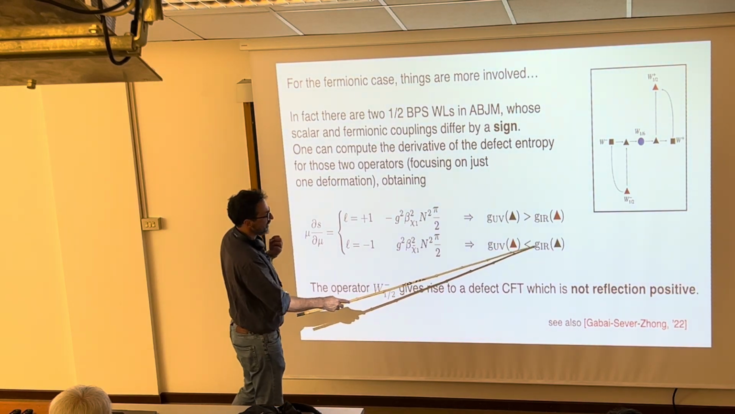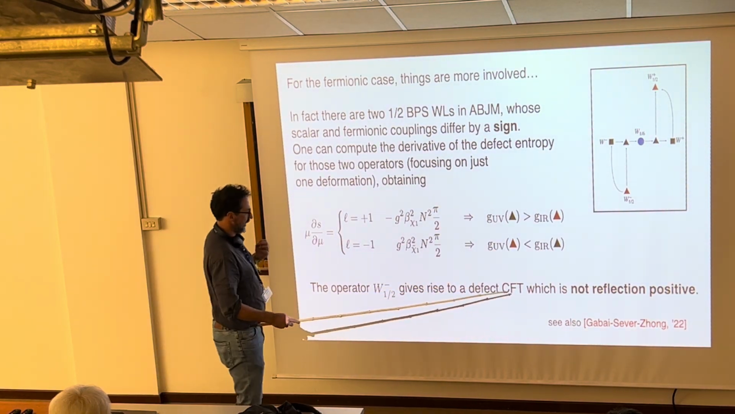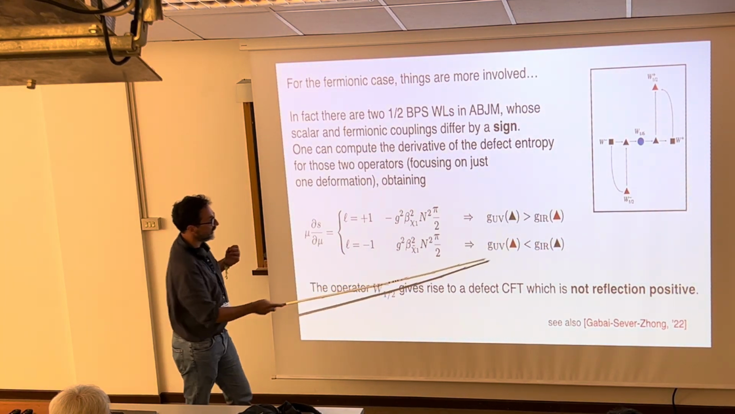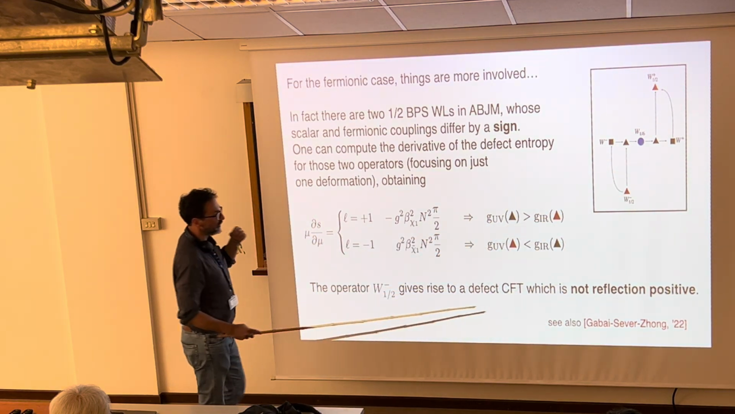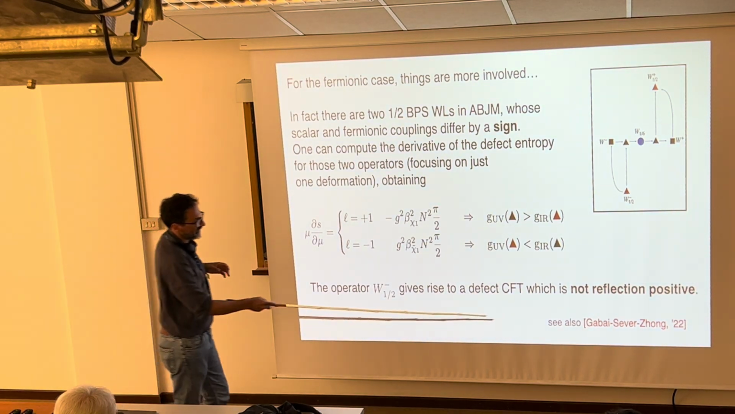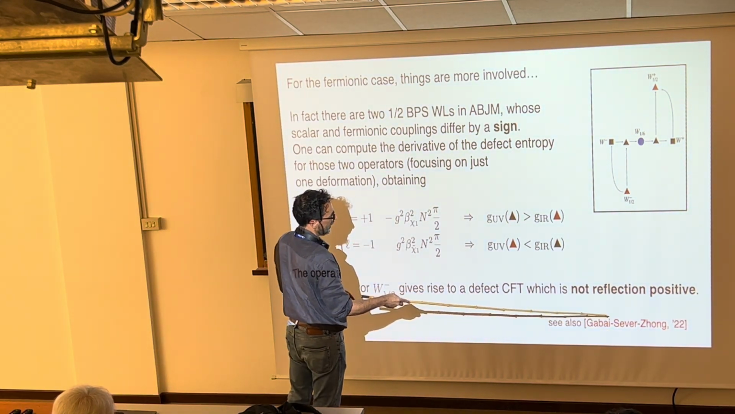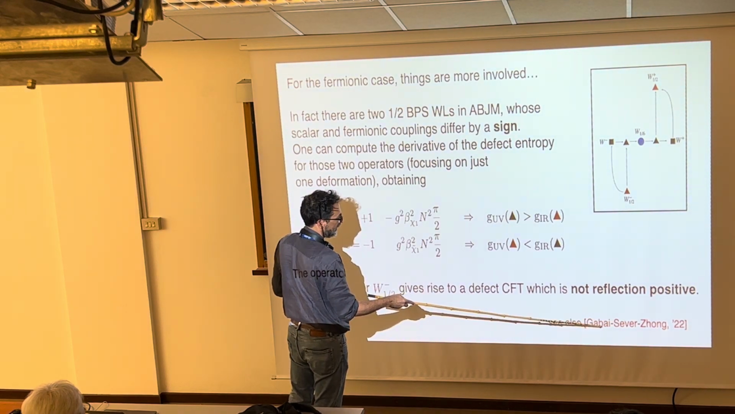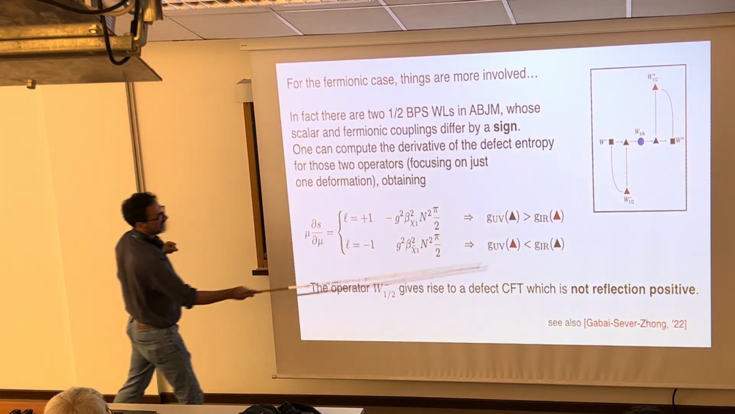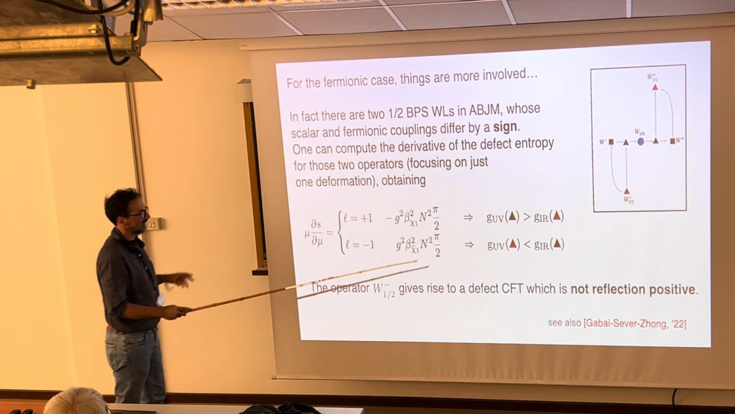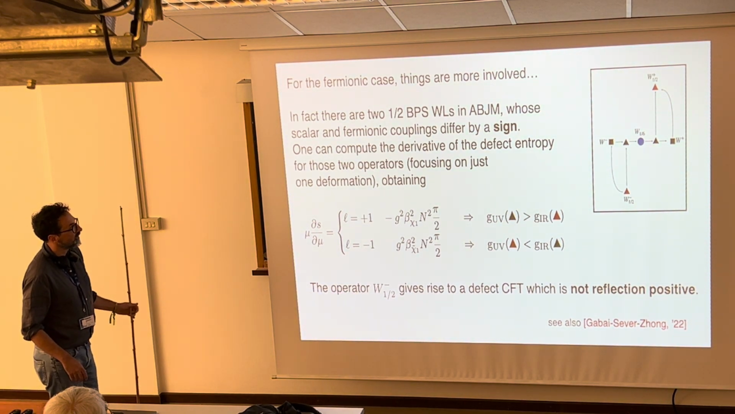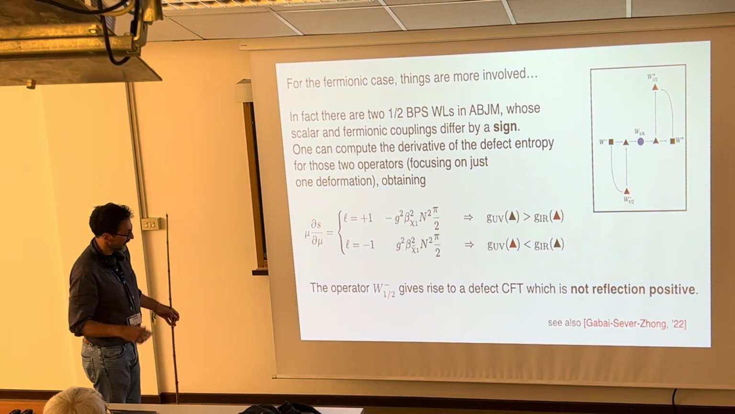But maybe this can be interpreted by the fact that the one-dimensional theory defined on this defect is non-reflection positive, which was one of the assumptions for the validity of the G theorem. And in fact, this is something that has been found independently in another setting by these people here. They also found that there are these two operators, again in a slightly different setting, but one of them gives rise to a reflection positive theory, and the other one does not.